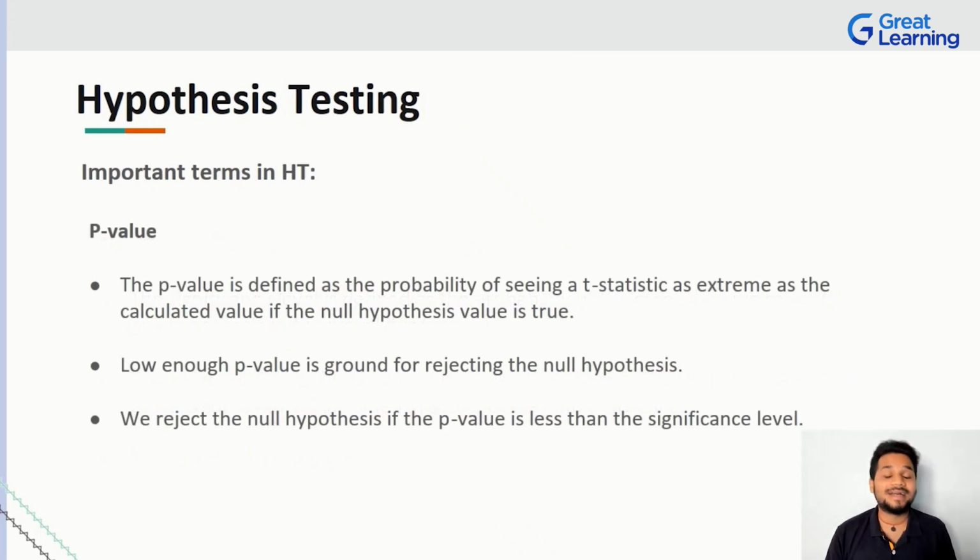The other term that you might see a lot is the p-value. P-value is basically defined as us seeing the t statistic that we spoke about as an extreme calculated value, but this only happens if your null hypothesis is true, right? So to understand p-value, if your p-value is low enough, that will give you grounds for rejecting the null hypothesis. If your p-value is low, you can say, hey, I reject the null hypothesis.